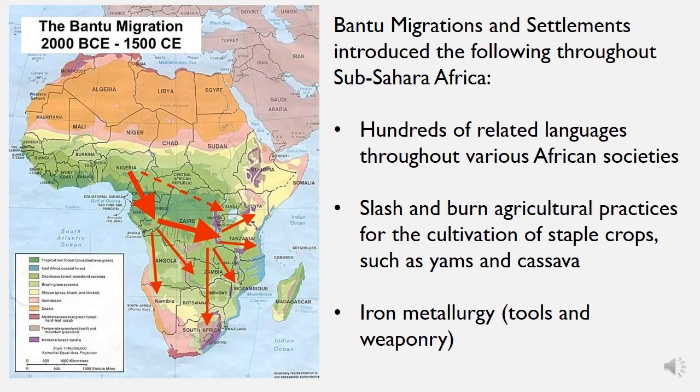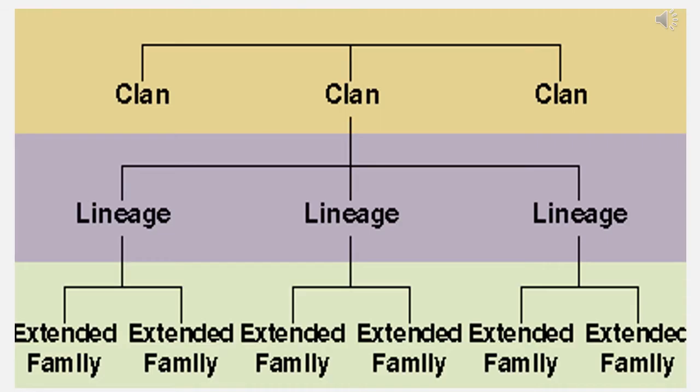Additionally, Bantu peoples introduced agricultural techniques and iron metallurgy into the regions that they settled. Thus, the Bantu were most responsible for the initial agricultural and permanent settlements that were established in sub-Saharan Africa. As agricultural production increased, demographic sustainability also increased.